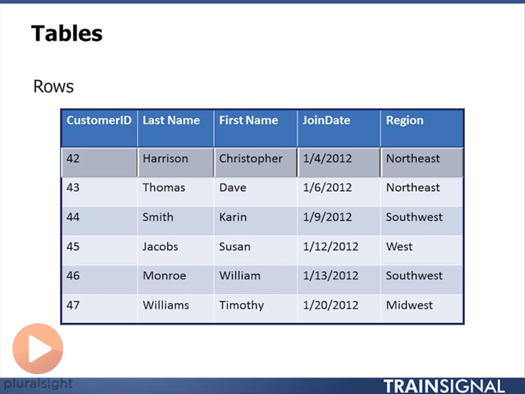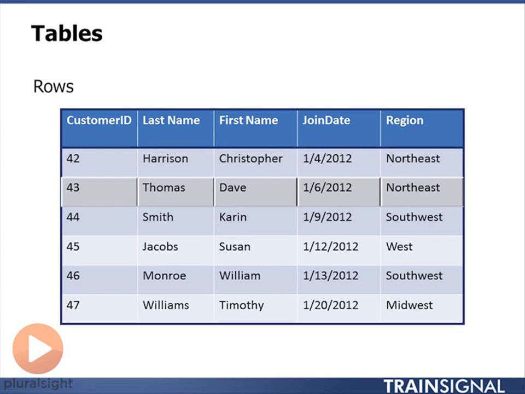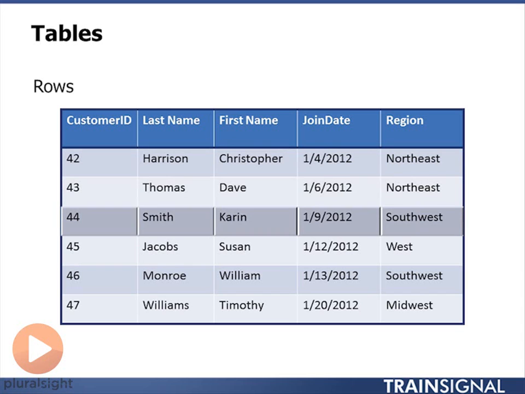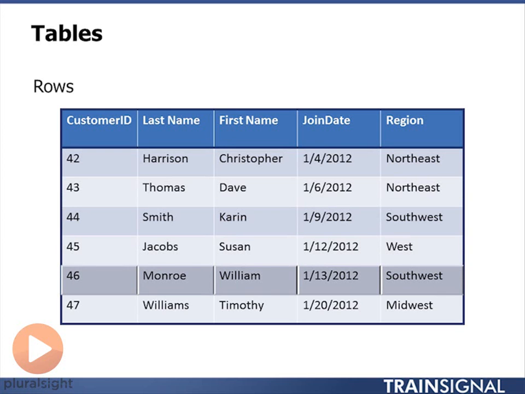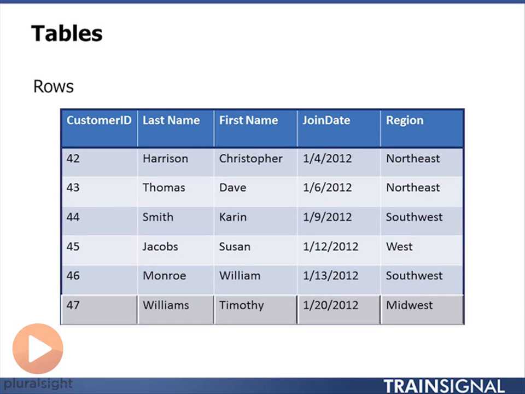So you'll notice that we've got the first one, which is going to have a last name of Harrison, a first name of Christopher, and a join date of 1/4/2012, and then the region of Northeast. And if we kind of roll through the rest of the items, each item there, again, is going to be a customer. It's my data. That is each individual entry that we're going to have inside of this table. So those are our rows.